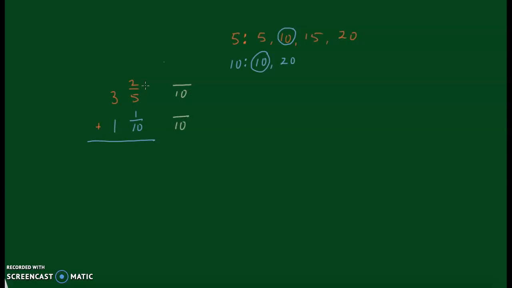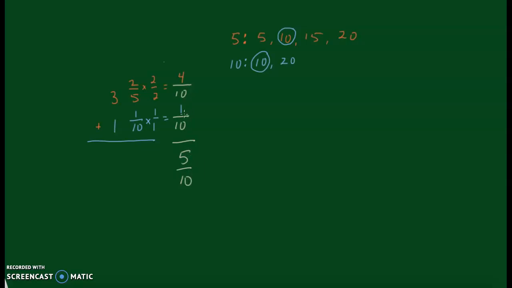So for this problem, 5 times 2 is 10. So I have to do 2 times 2, which is 4. 10 times 1 is 10. So I have to do the same thing for the top number. 1 times 1 is 1. I'm adding, so I can go ahead and now add 4/10 plus 1/10, and that answer is going to be 5/10.